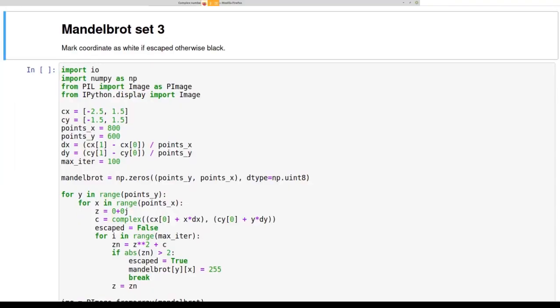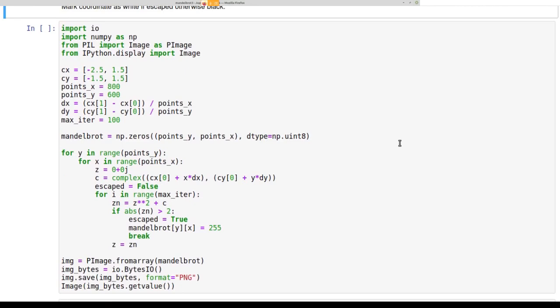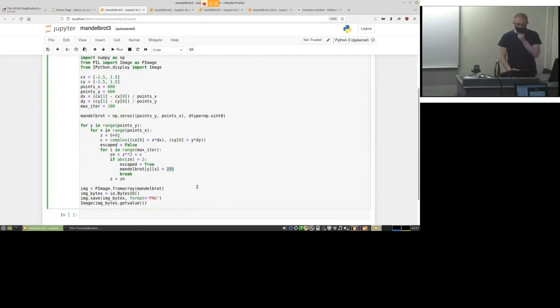So I'm using NumPy here for creating my placeholder matrix, for the number of points, where I'm going to store the results. And what I'm going to store in there is simply whether it's escaped or not. So I'm going back to a binary setup. By default, everything's zero, initialized to zero. And if something's there, I'm going to put 255 in there to turn it into a black and white image. And so anything that is the set will only, if it escapes, get turned into white.